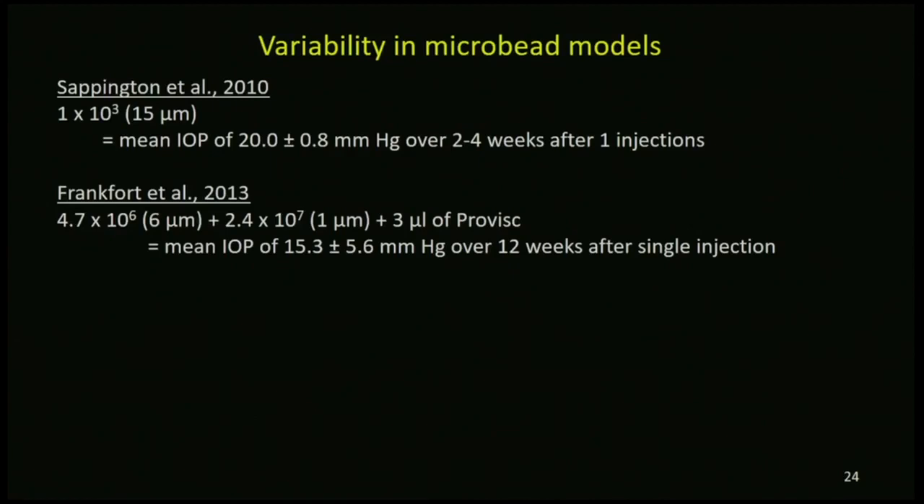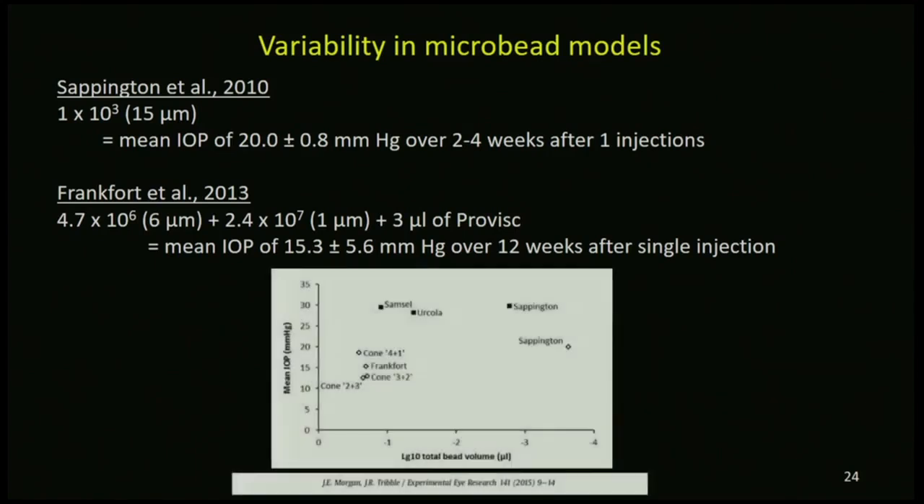So let's look at a couple of these models. There's the Sappington model that was published in 2010. That group used, again, about 1,000 beads that were quite large, 15 microns. They got a mean IOP of about 20 millimeters of mercury over 2 to 4 weeks after one injection. And then you compare that to the Frankfurt model, where they used a lot more beads, and actually 2 different size beads at higher counts, and they included 3 microliters of Provisc. Interestingly, they got a mean IOP of 15 millimeters of mercury with a larger standard deviation over a 12-week period after a single injection. So again, lots of variability depending on which beads you end up using.